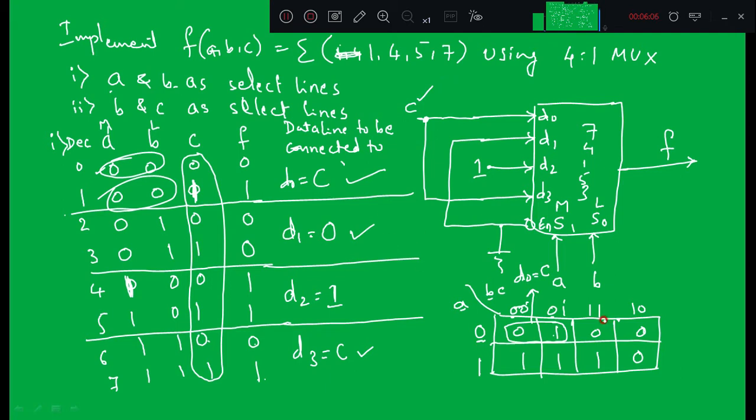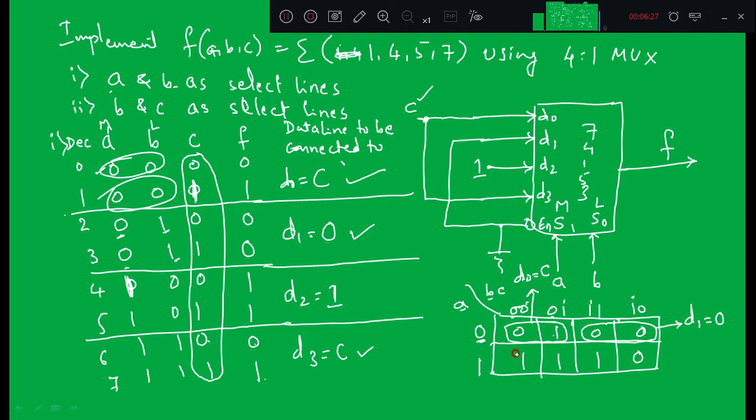Yes. Next, A is 0, B is 1. Identify those cells. A is 0, B is 1 here. So these two cells, output is 0, output is 0. So D1 is equal to 0.